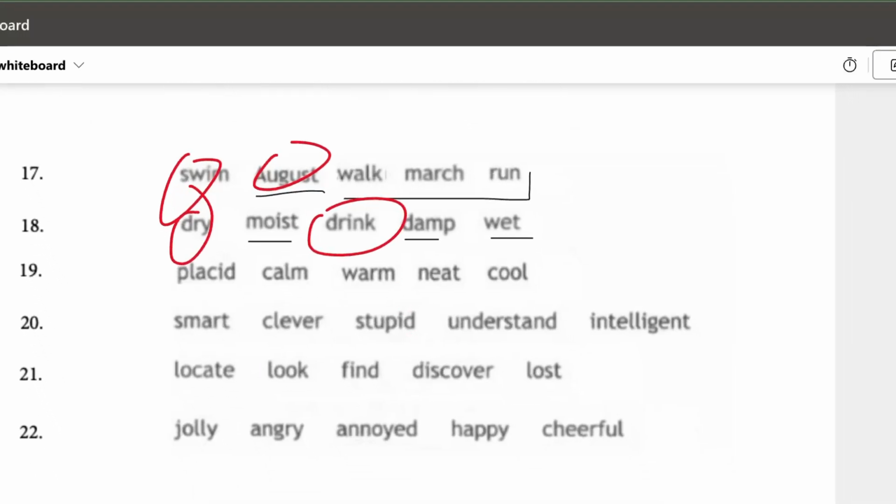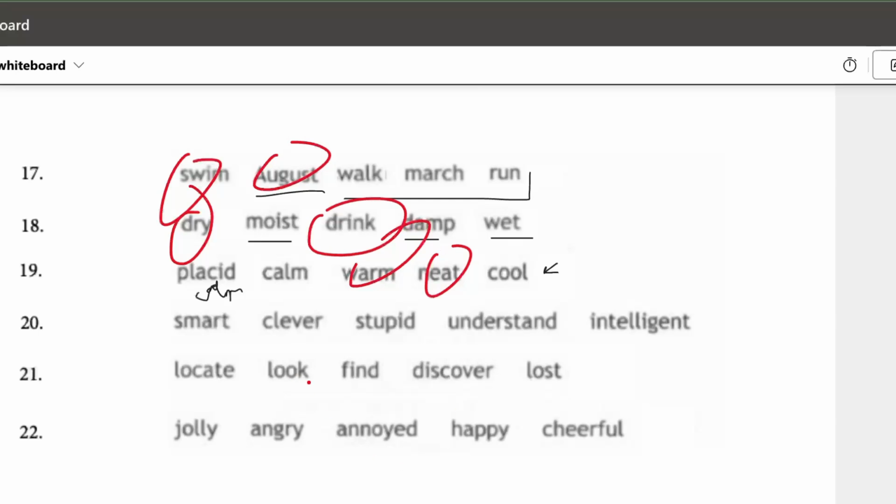Question number 19, the word placid is someone who is not easily upset or not easily angry or excitable, so someone who is essentially calm. So placid basically means calm, and the word cool is a sort of colloquial word for someone who's calm. If someone's very suave or cool, they're very calm, they don't react much, therefore warm and neat would be the odd ones out.